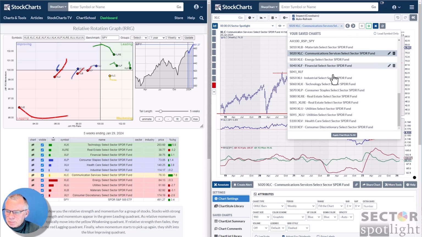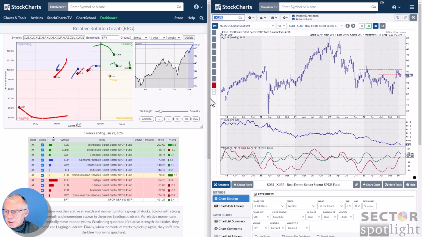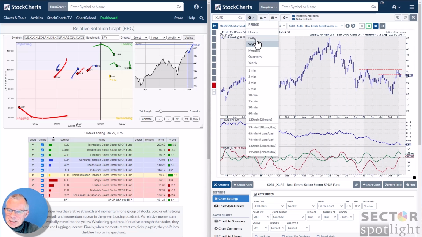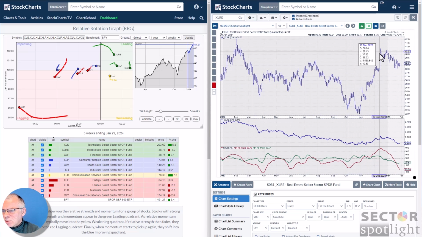What about real estate? If we look at real estate, we see that rollover here, and you can see how that is caused by the price not being able to take out that overhead resistance and dropping back below its previous high, which did not manage to function as support. If I bring that to a daily chart, you can see how that started a new series of lower highs and lower lows, and how relative strength is now really weakening.